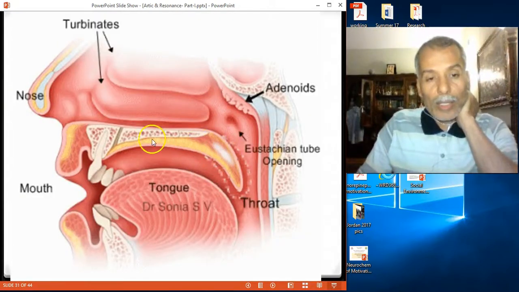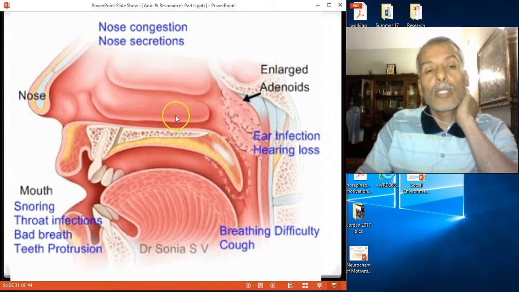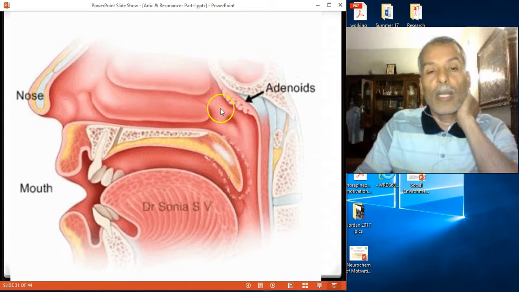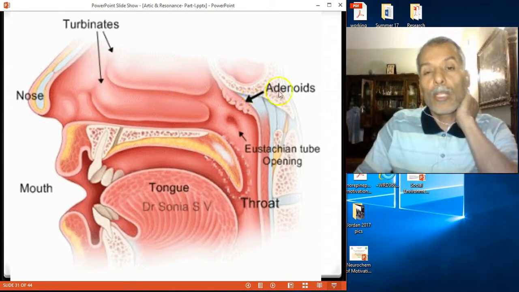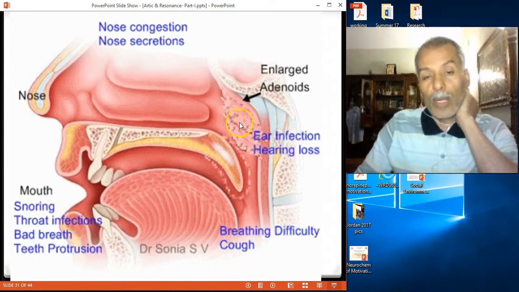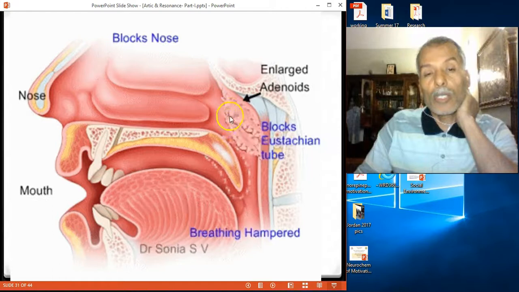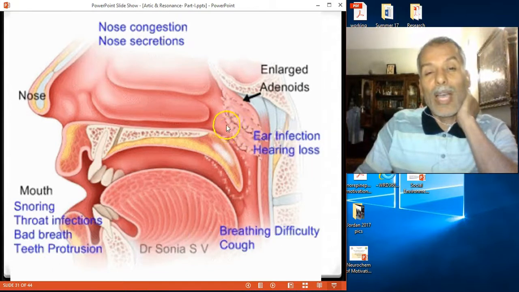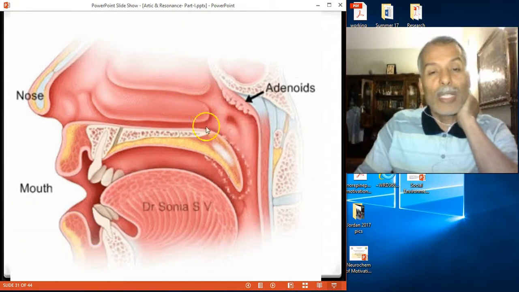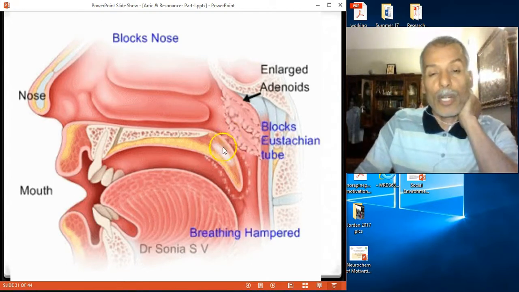So here is the velum at rest. This is when we are breathing, sleeping, and so on. Normal tissue of the adenoid will be at that level. Now, this is if they are enlarged. They don't just block the airway, they also limit the air access to the eustachian tube. You need air to go through the eustachian tube from time to time to balance the pressure.